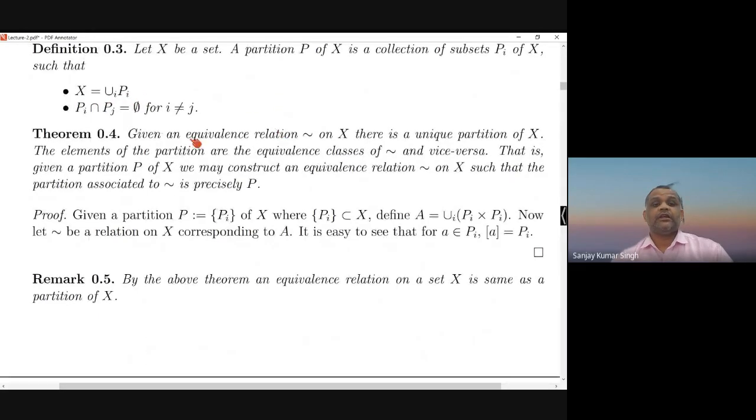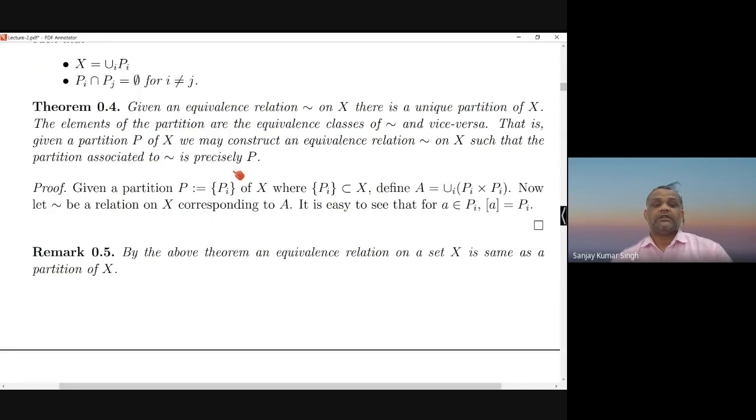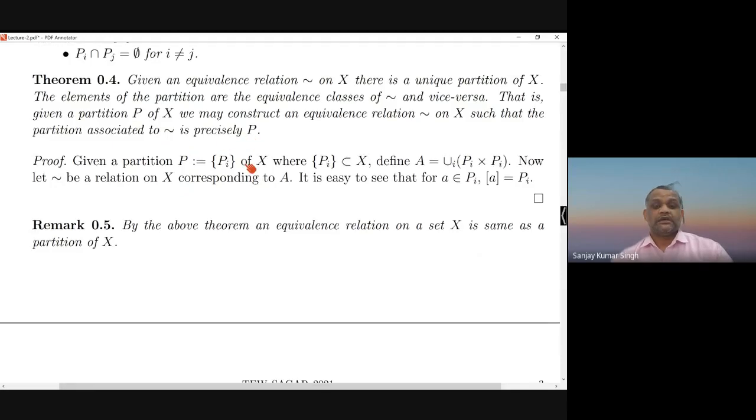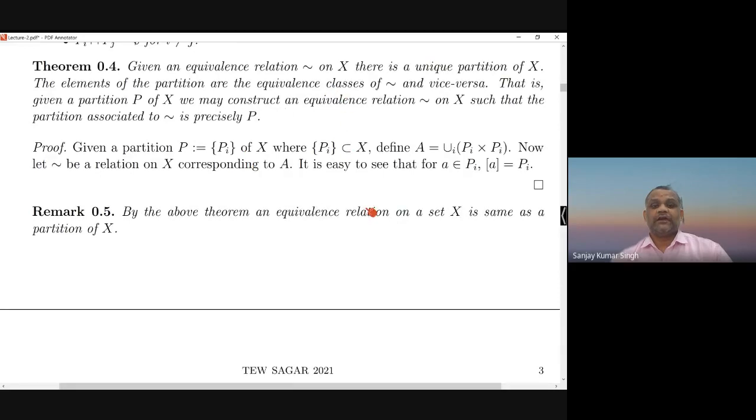So the theorem says that whenever you have an equivalence relation on X, there is a unique partition of X, and the elements of the partition are basically the equivalence classes of this relation, and vice versa. That is, given a partition P on X, we can always construct an equivalence relation on X such that the partitions associated to this relation are precisely P. So what is meant by equivalence class, I will define here.